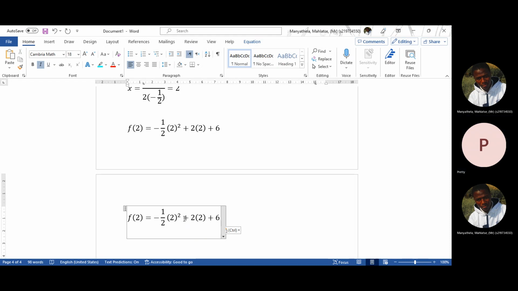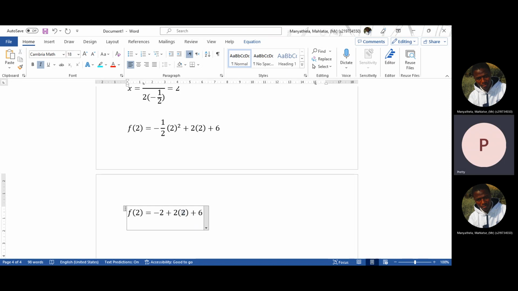Negative 2. Negative 2 again, minus 2 again plus 2 times 2. Oh. Okay, 4 again. 4 plus 6. 10. Get 10 again. So add this 2 to get 10 again. 10 minus 2. 8. Okay, 8. So we get 8 again.